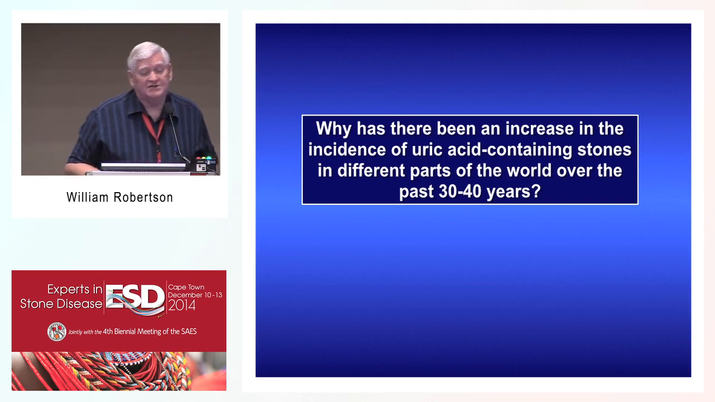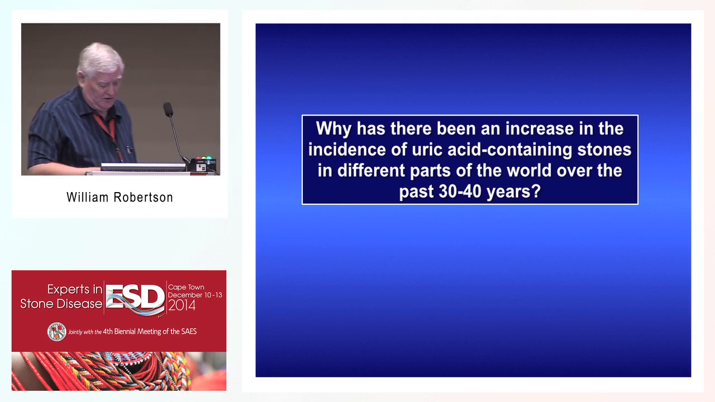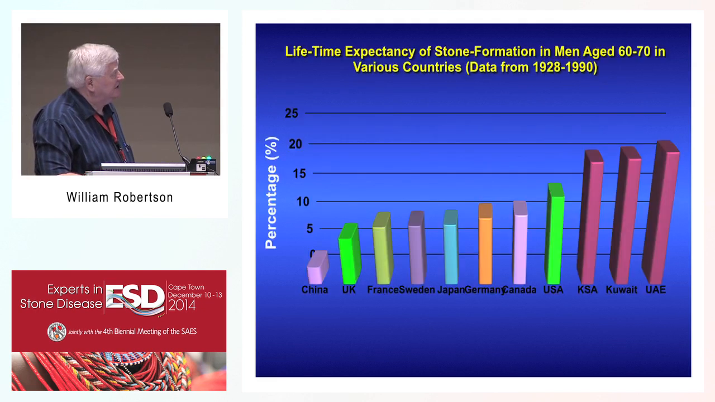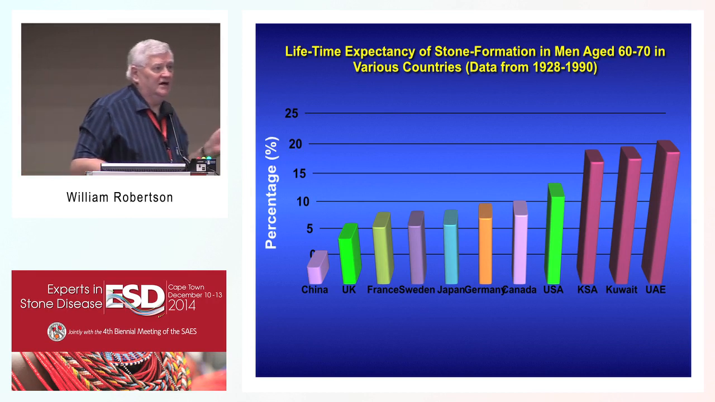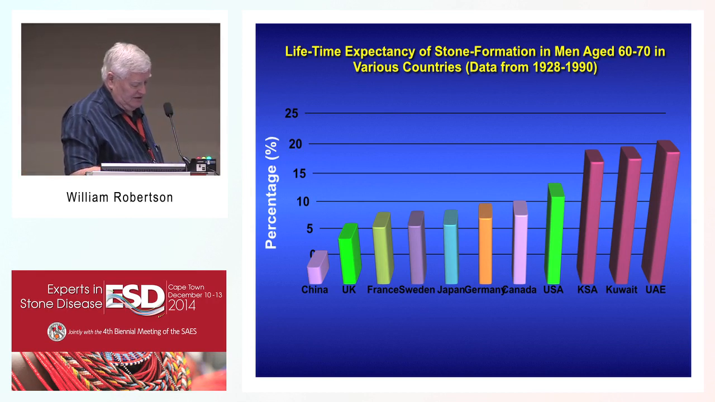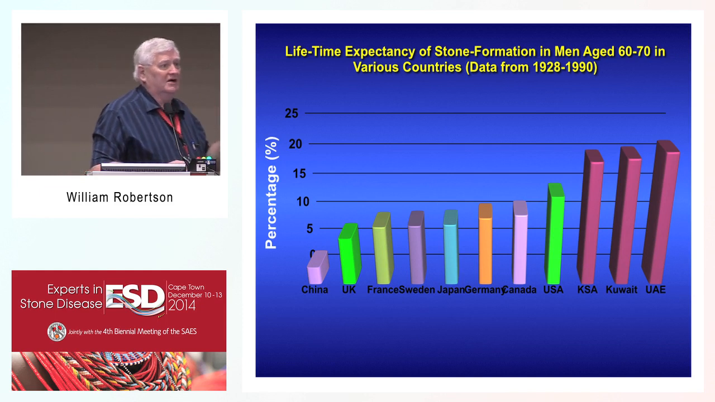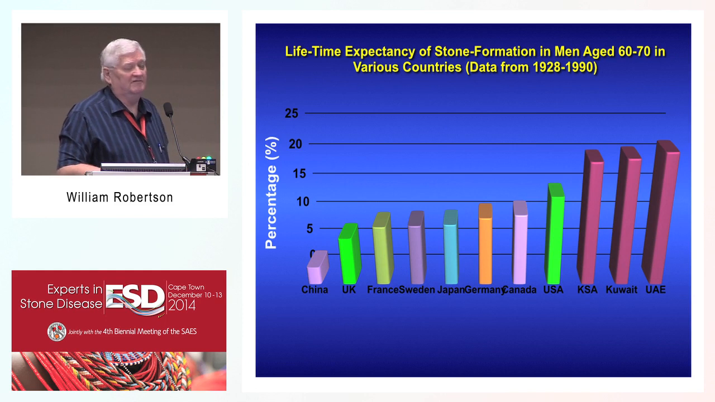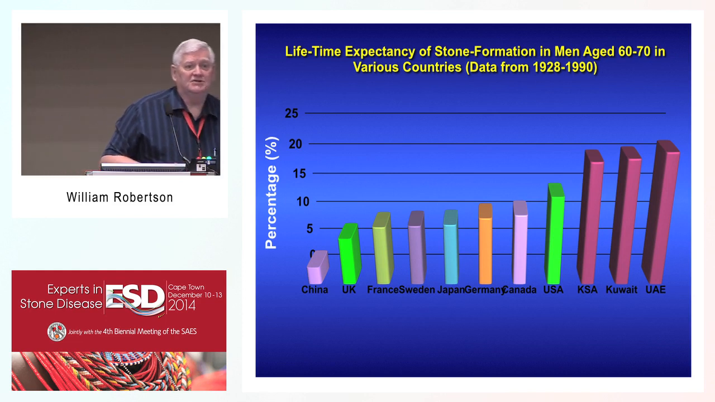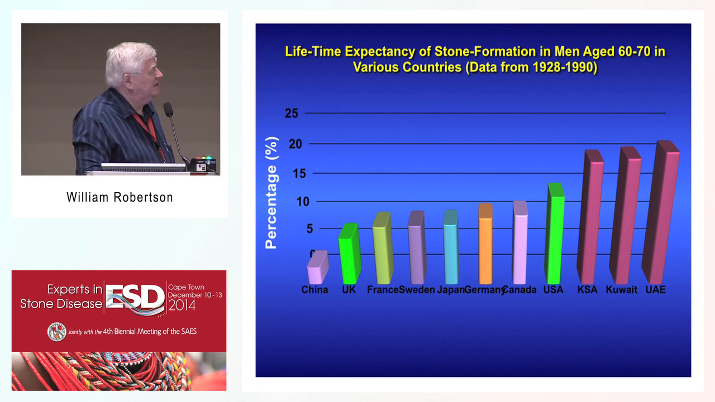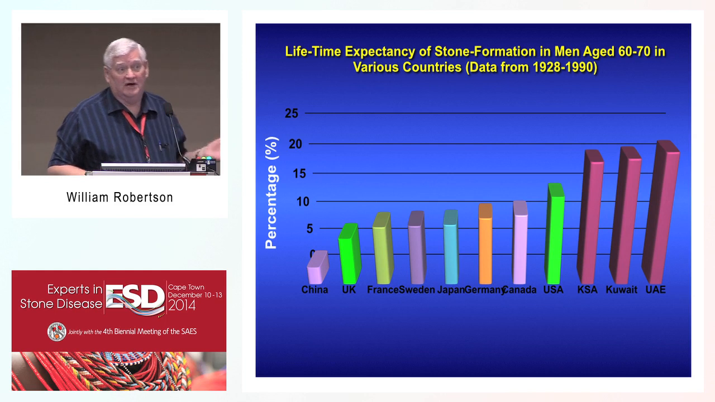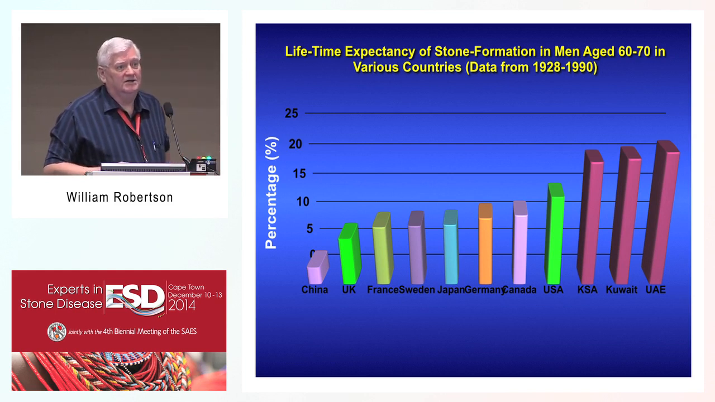So why has there been this increase in the incidence of uric acid stones in different parts of the world during the last 30 to 40 years? Well, first of all, if you look at the incidence of stones in the Middle East compared with the UK, this is the lifetime expectancy of men forming stones by the time they reach the age of 60 or 70 in various countries in the world. In the UK, you can see we'd expect about 8% of men to have formed a stone by the time they've reached the age of 60 or 70, whereas in all the oil-rich Gulf states, KSA is the Kingdom of Saudi Arabia, then you've Kuwait and United Arab Emirates, you can see that figure's up around 20%.